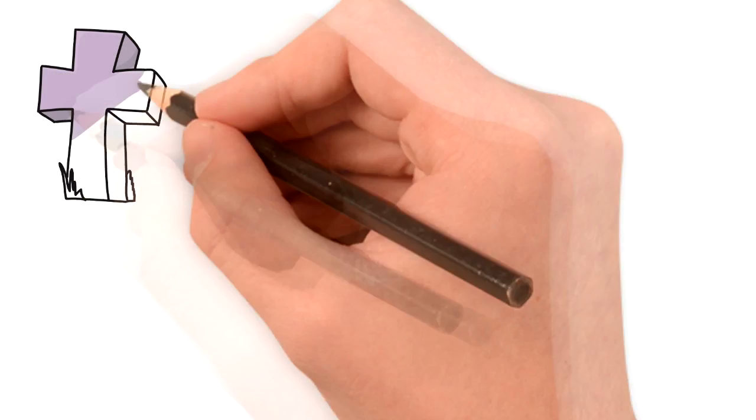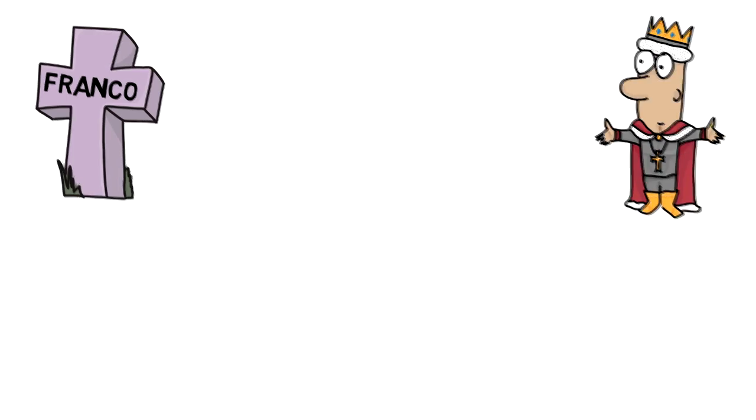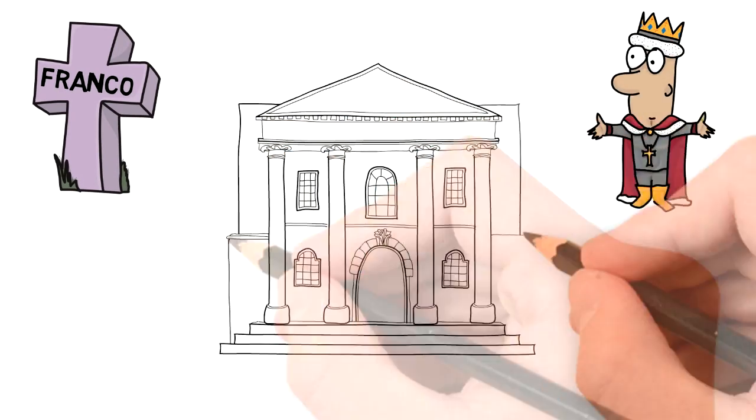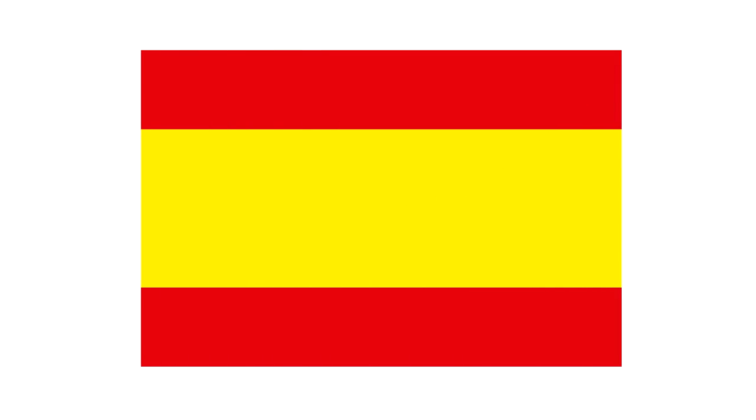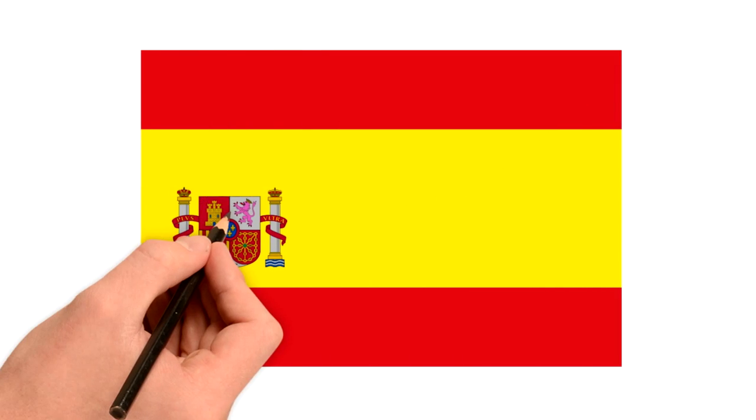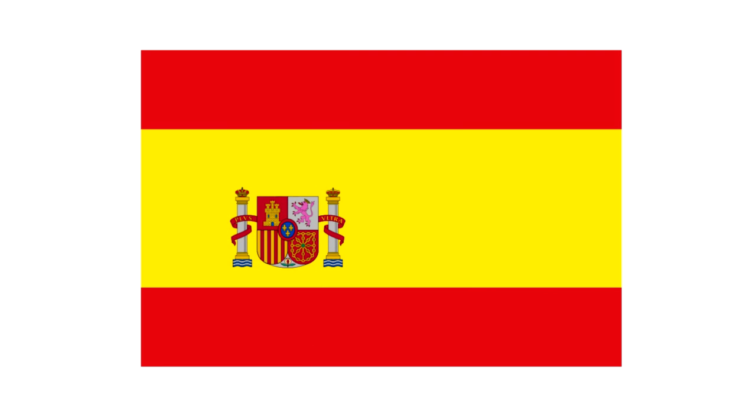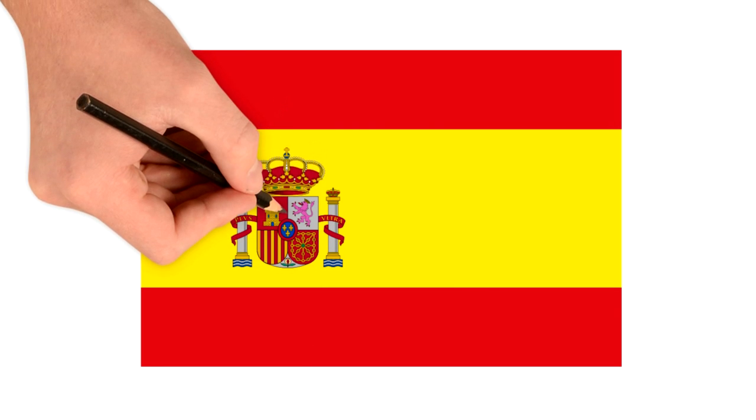After 1981 and the death of Franco, the king returned to power and Spain began its return to a parliamentary monarchy and a democratic regime, adopting the flag that we know today, with the red and yellow stripes, the shield, and most importantly, the crown representing the king.